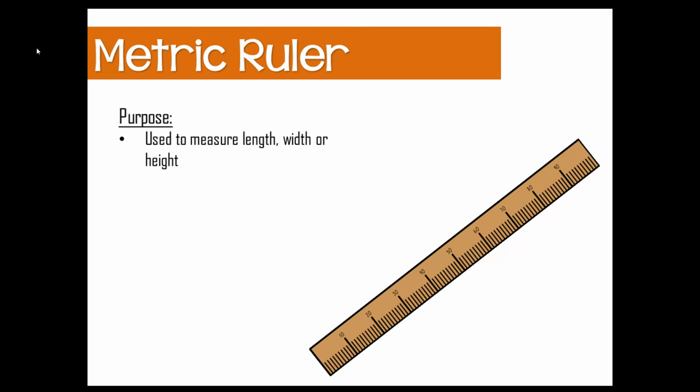A metric ruler. If we're measuring, and we're going to do this a lot in physics, I'm going to require that you measure using the metric system. And so often our measurements are going to be in centimeters or millimeters or meters. And so a metric ruler will be used to measure length, width, and height.